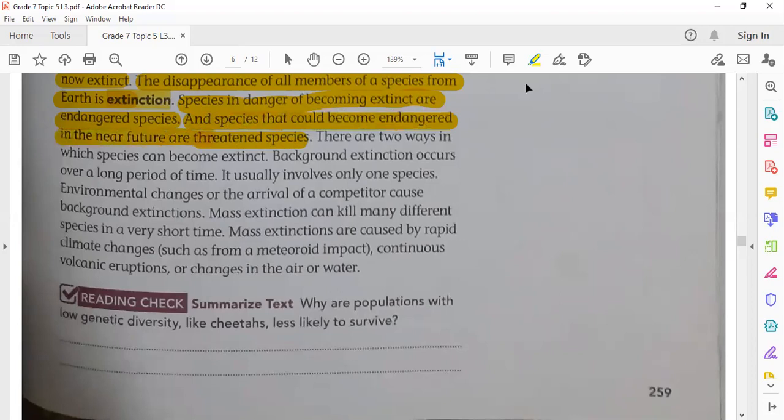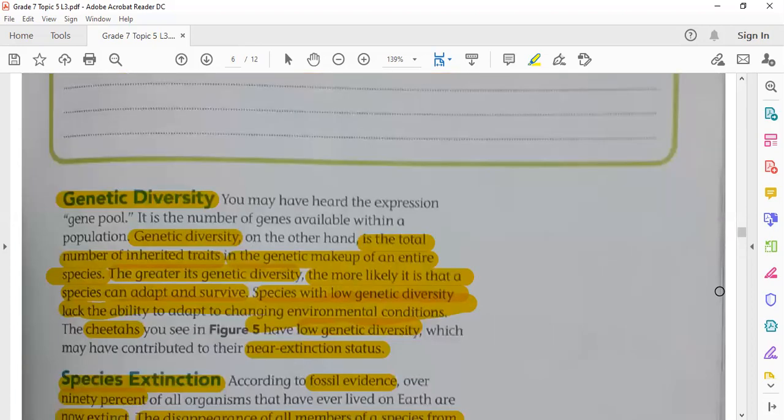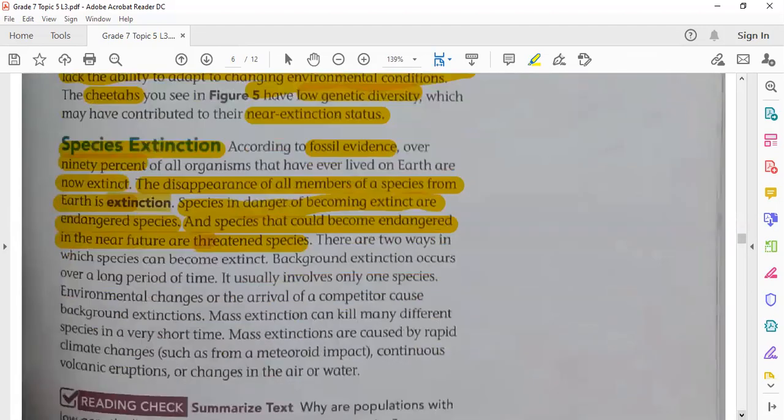Who's talking? Ahmed Azzam. Right. We have three species: extinct species, the species that disappeared, which have already vanished. The disappearance of all members of a species from Earth is called extinction. Can anyone give me an example for species that are extinct? The dinosaurs. Yes, dinosaurs are an obvious example of extinction.